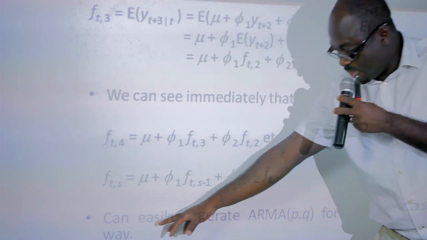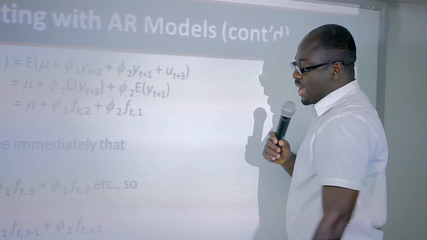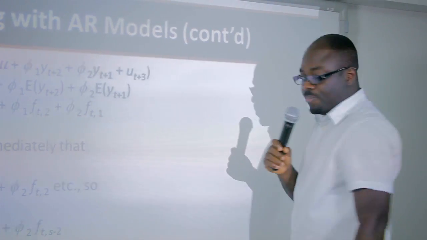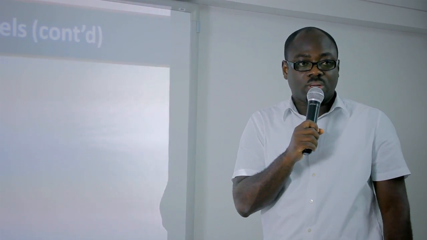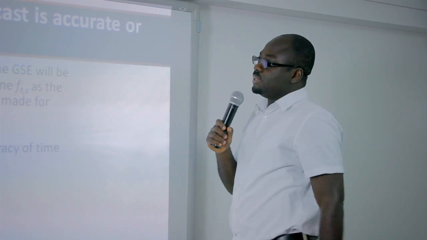So we can easily generate an ARMA(p,q) model using the same principle. So this tells you that for an AR, if you're able to forecast up to the S position, all that you have to do is to take the average and input the previous forecast and then the forecast before. That will give you the forecast S steps ahead.